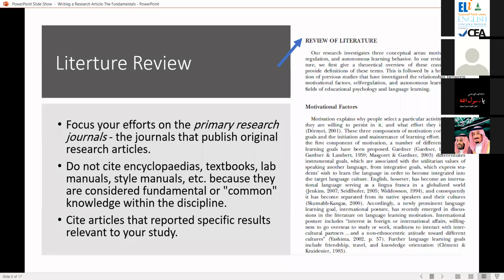Another important thing that I also tell my students is that it's very important to cite articles that are relevant to your study. Again, in this stage, you read a lot of interesting studies, a lot of them are very intriguing, but do they relate to your study? Do they relate to your research question? Again, this is very, very important.